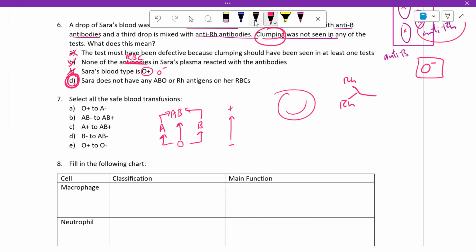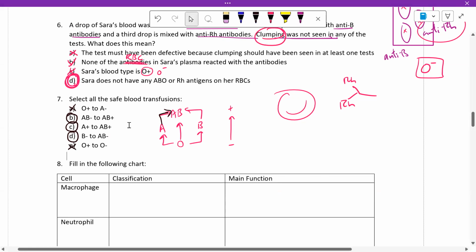Yeah, it's useful. So O positive, A positive, not okay. Positive cannot give to negative, right? AB negative to AB positive, that's okay. That's safe. Same blood type, negative to positive, no problem. This one's also okay. You can see A to AB is okay. Positive is okay. B negative to AB negative is also okay. And then this is not okay. So B, C, D are okay.